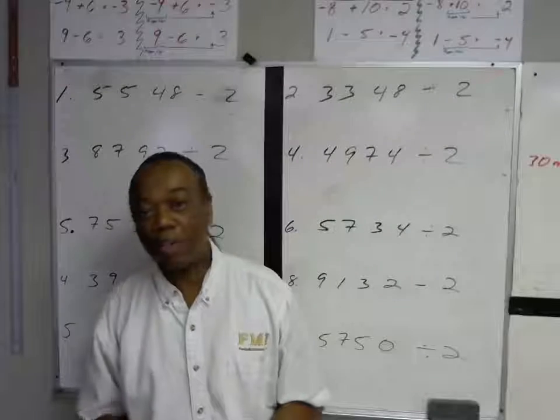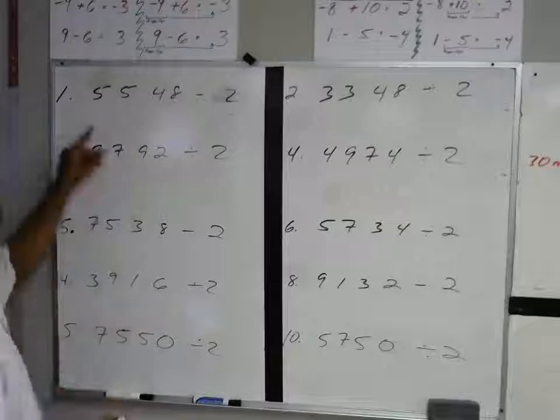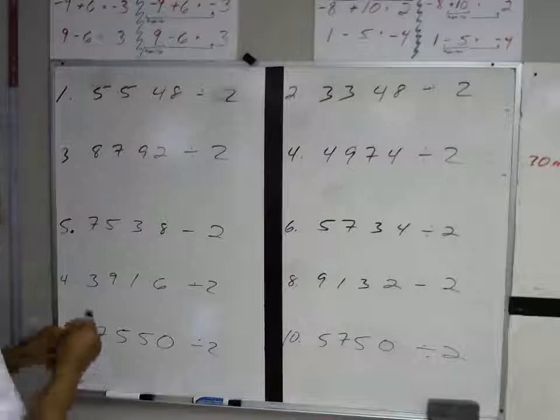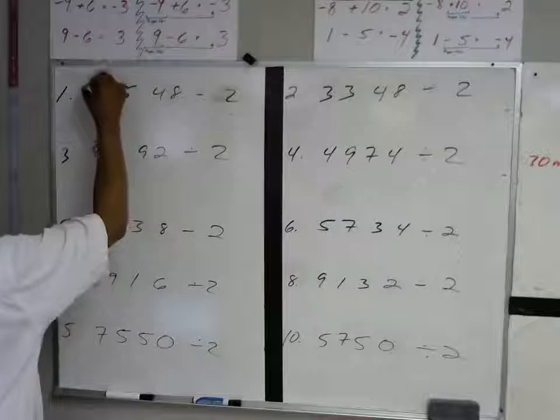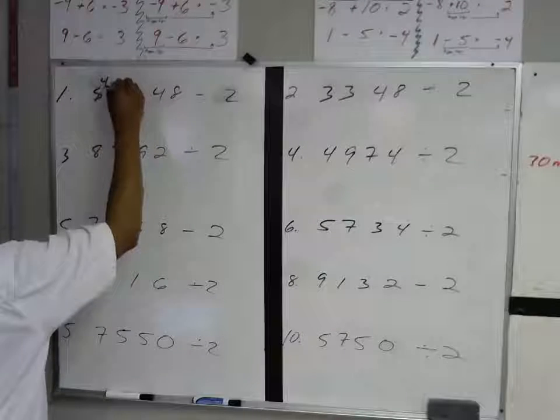Okay, we'll be dividing by 2, part 2. Okay, so we can't take half of 5, so we're going to borrow. We're going to make that 4. Okay, the 1 comes over here, it makes this 15.